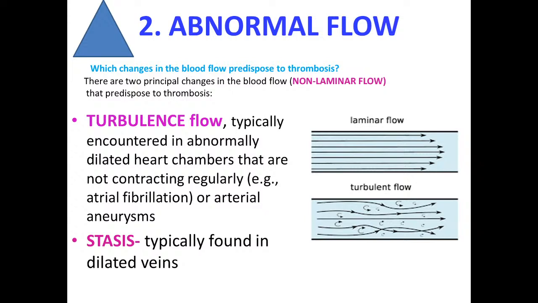Abnormal flow, which changes in the blood flow predispose to thrombosis. There are two principal changes in blood flow: non-laminar flow that predisposes to thrombosis. First, turbulent flow, typically encountered in abnormally dilated heart chambers that are not contracting regularly, or arterial aneurysms. And stasis, typically found in dilated veins.